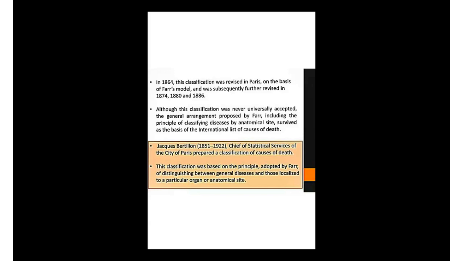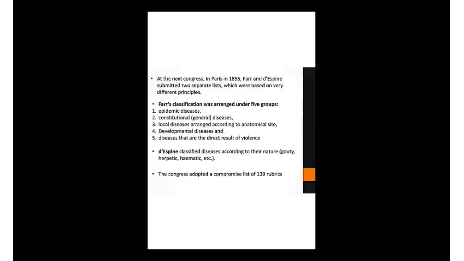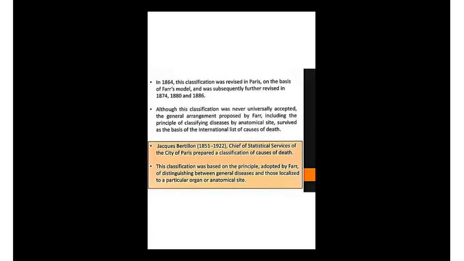So Jacques Bertillon, the chief of statistical services in the city of Paris, prepared the classification of causes of death. So he prepared another list of what causes death. Okay. So the classification was based on the principle adopted by Farr. फार का जो प्रिंसिपल है, फर्दर भी स्टडीड कि फार ने क्या किया था, डिजीजेस को फर्दर ग्रुप्स में क्लासिफाई किया था, एपिडेमिक, पेंडेमिक और इन सब बेसिस पे, उसी के बेसिस पे इन्होंने फर्दर पिक किया। Okay, and distinguish the general diseases from those localized to a particular organ or anatomical site.